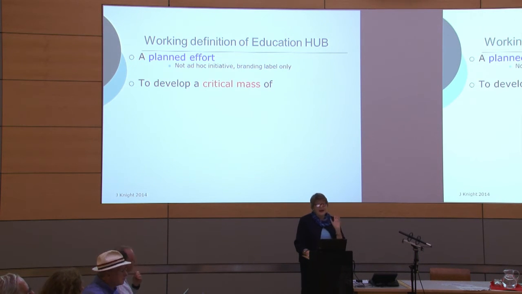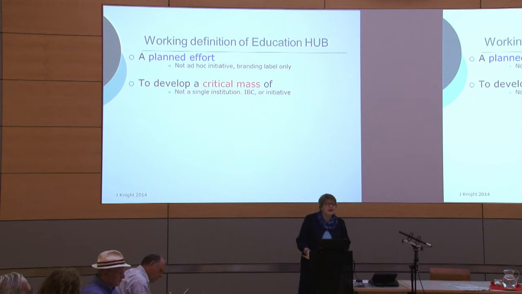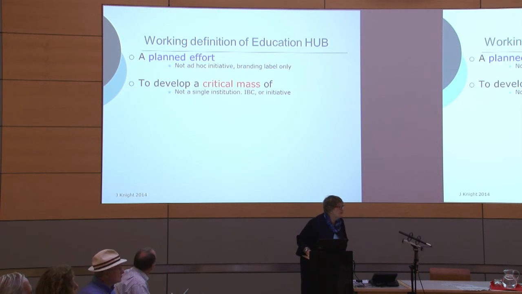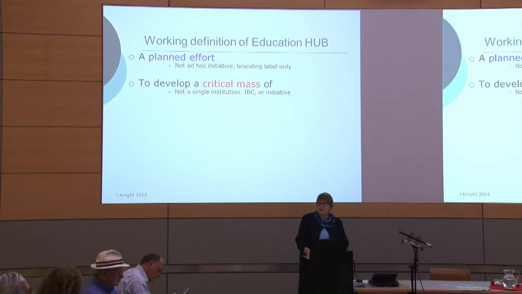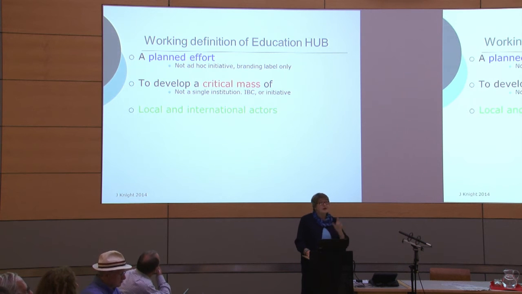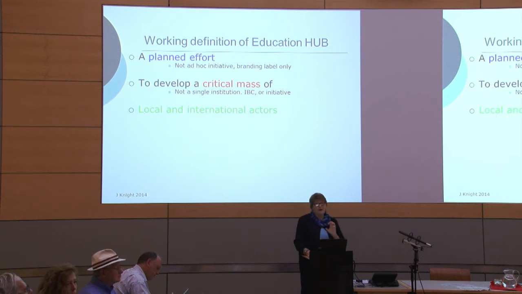And we're looking at a critical mass. It's not a single institution. Saudi Arabia says we now have the King Abdullah University of Science and Technology. Because this is the newest multi-million-dollar, very interesting initiative, we are a hub. It's not an individual initiative or institution. This is critical, that there are local actors and international actors working together. This is a really important part.